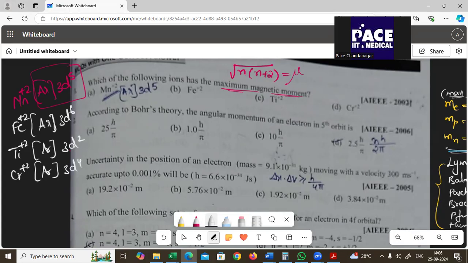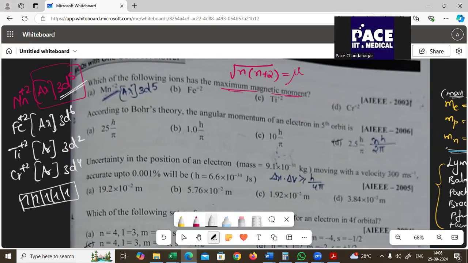So this will be your configuration, which is having the most number of unpaired electrons. Here you have manganese d5. d5 stands for 5 unpaired electrons. So 1 2 3 4 5 d orbitals you have, right? 5 unpaired electrons is the maximum. 5 times 5 plus 2, which is 5 times 7 under root, which will be the most for this.